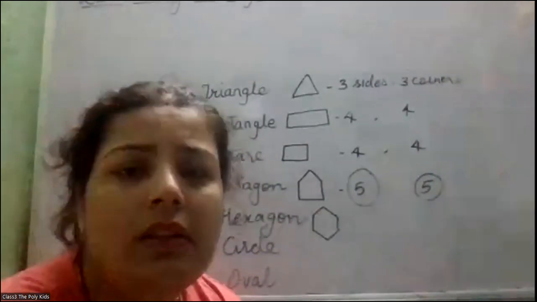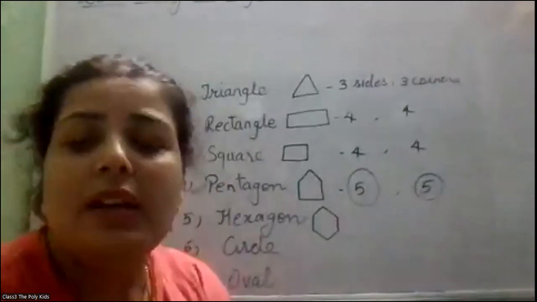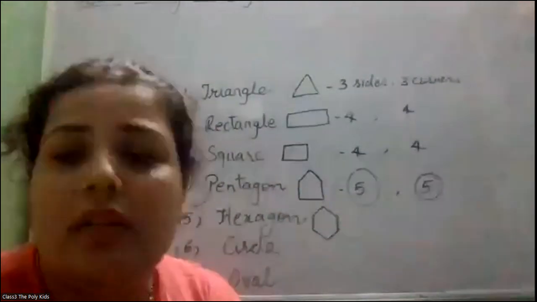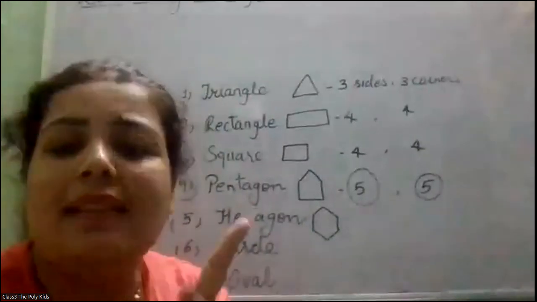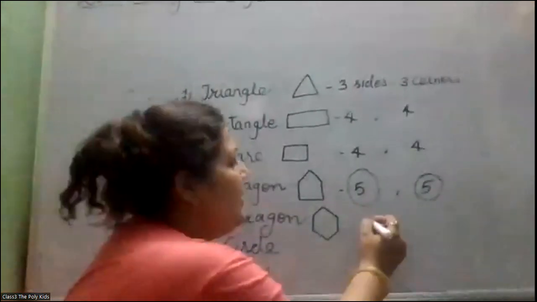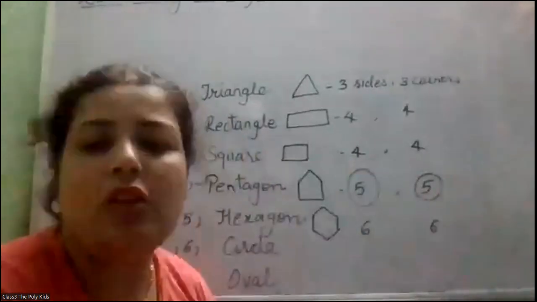Is it clear? Okay, so a hexagon has 6 sides and 6 corners. It has 6 sides and 6 corners.